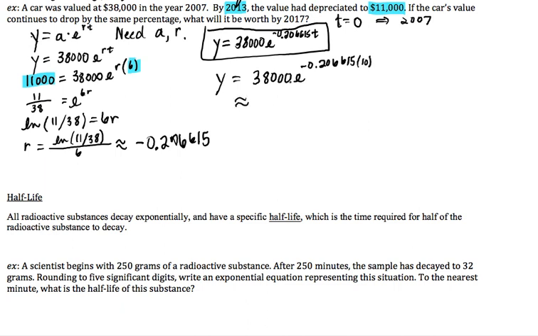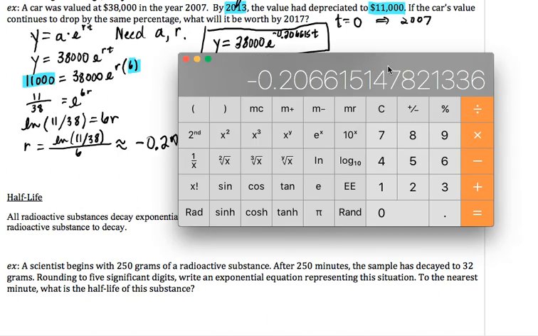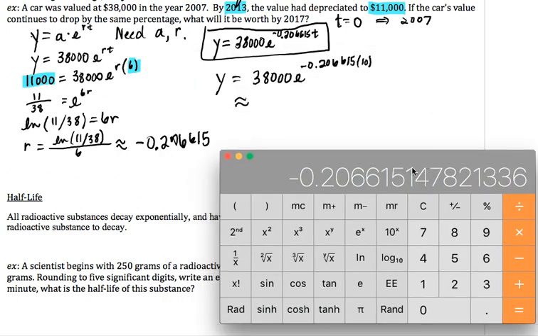Let's see what that comes to. So we have this number, which since I didn't clear the calculator, I can just reuse it and multiply by 10. Now I'm going to raise that as an exponent on e and hit times 38,000. That is not correct right there. Let's try that again.